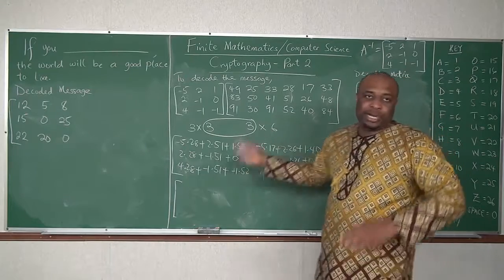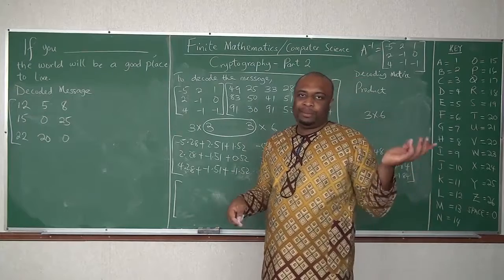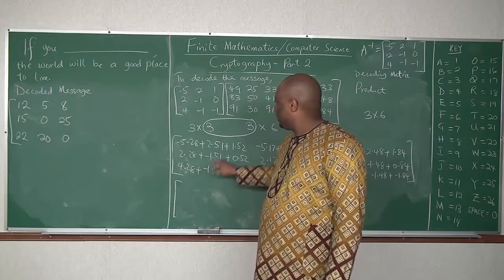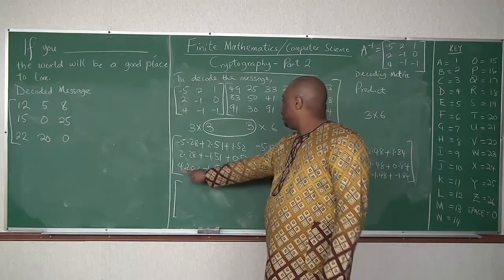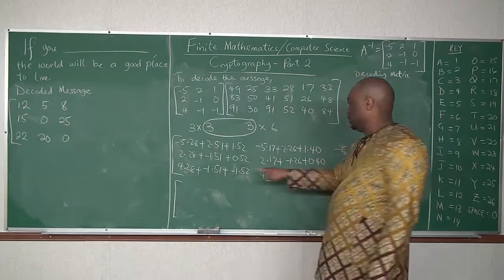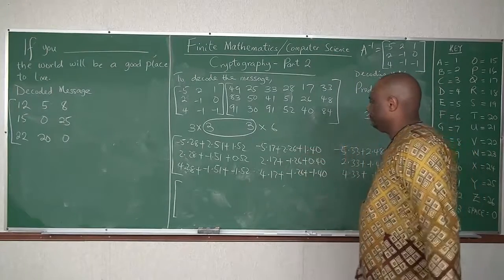And of course I taught you how to check this in videos on multiplying matrices. 28, 51, 52, right? 4. So check it both row and column.